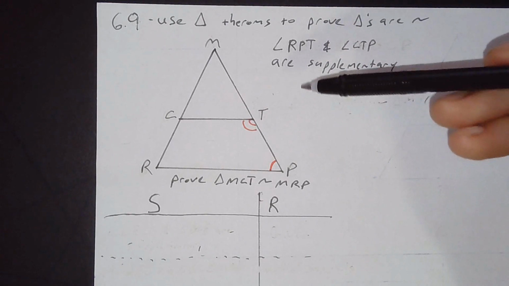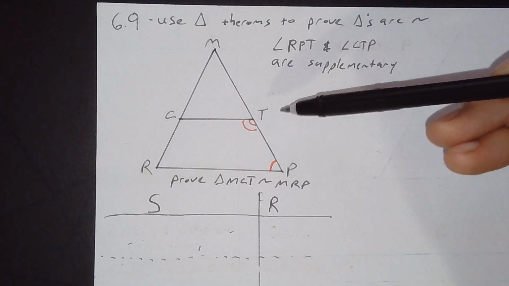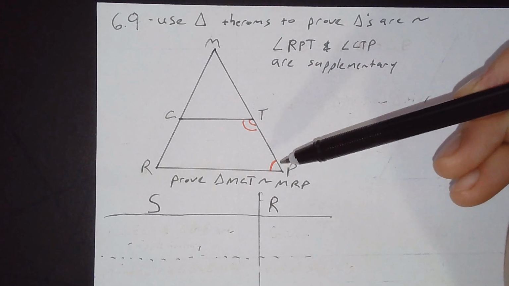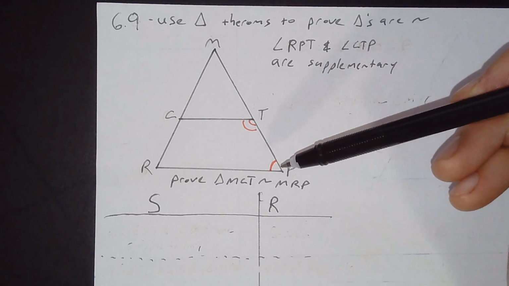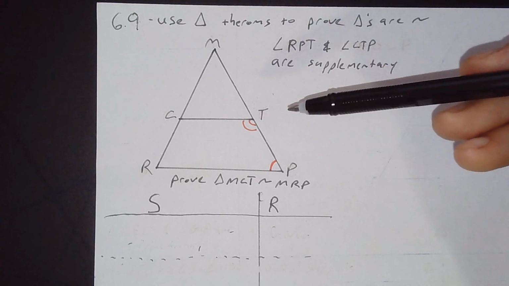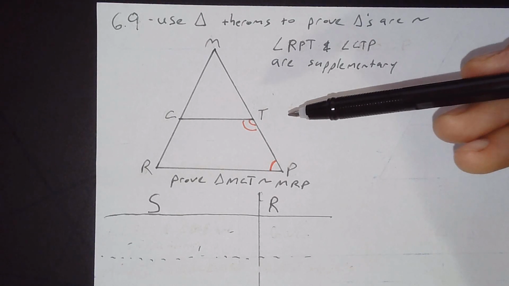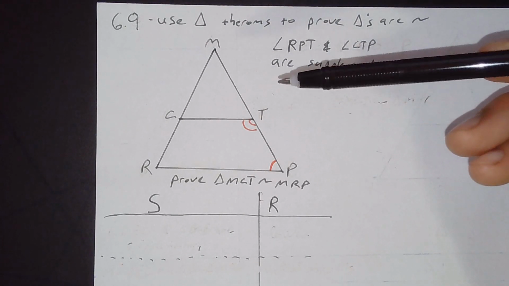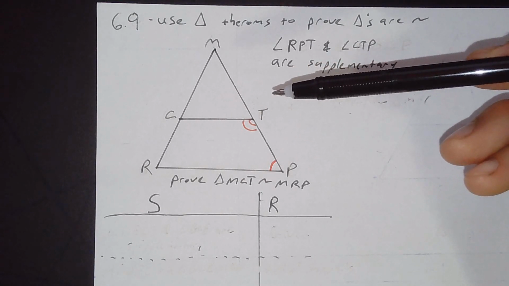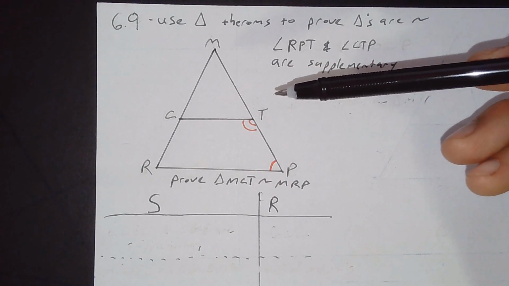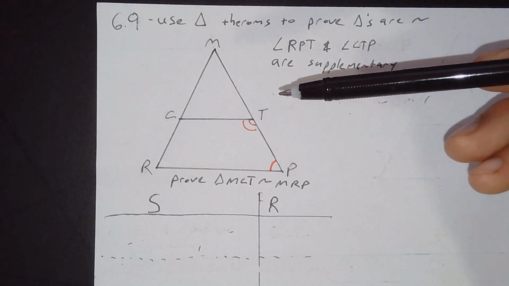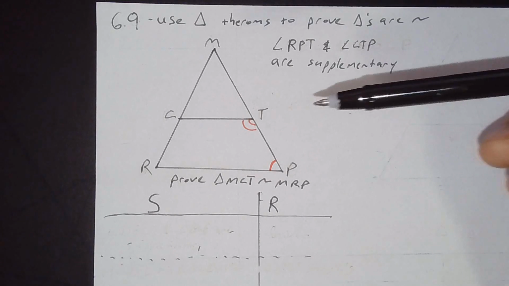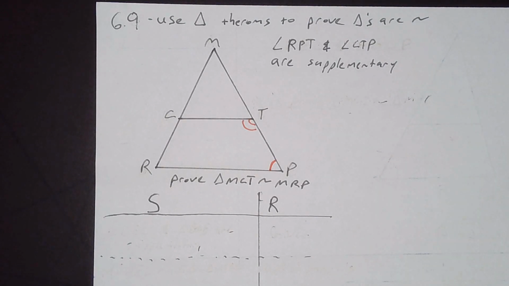And if you remember what that means, that means that this angle and this angle, if I add them up together, it equals 180 degrees. You remember the difference between supplementary and complementary, because complementary adds up to 90, supplementary adds up to 180. C comes before S in the alphabet, and 90 comes before 180 on a number line. So that helps you too.